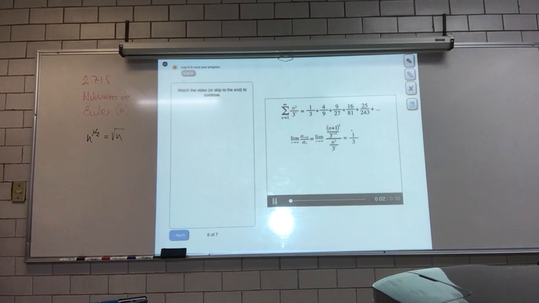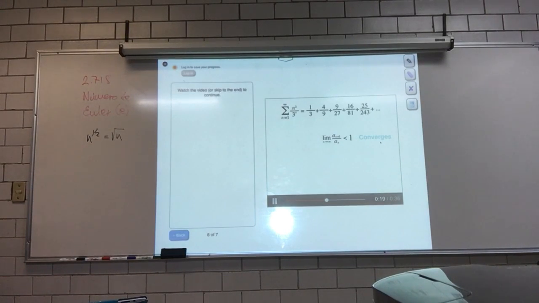Right. This limit is 1/3. So the ratio of successive, or neighboring, terms in this series approaches 1/3. And earlier we found that this series converges. It turns out that whenever the limit of this ratio is less than 1, this series will converge.